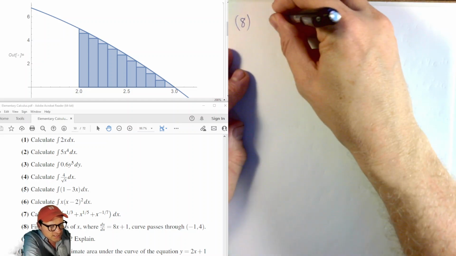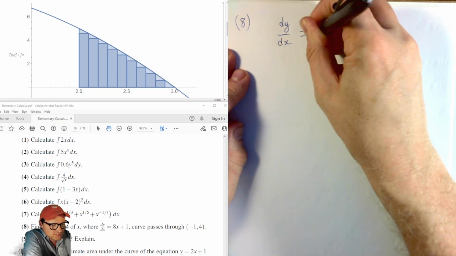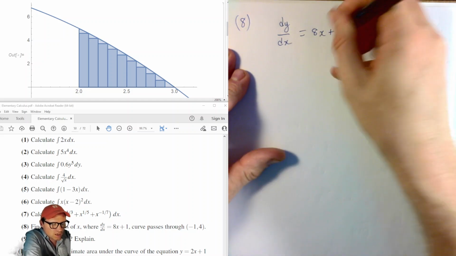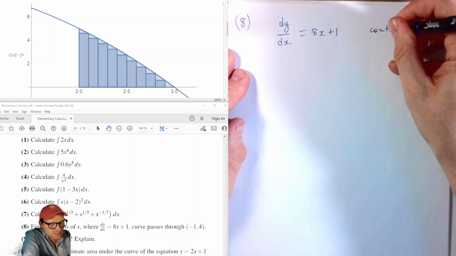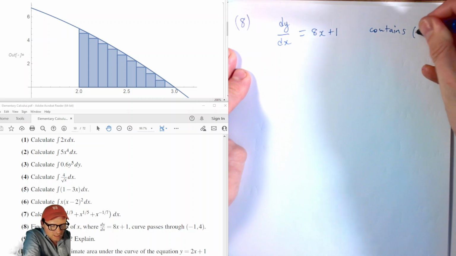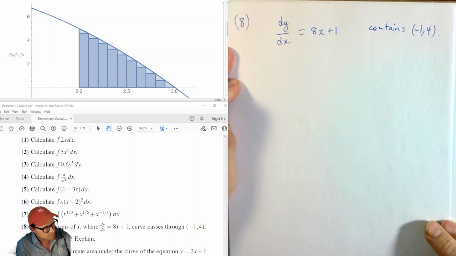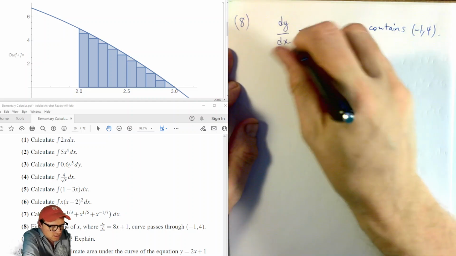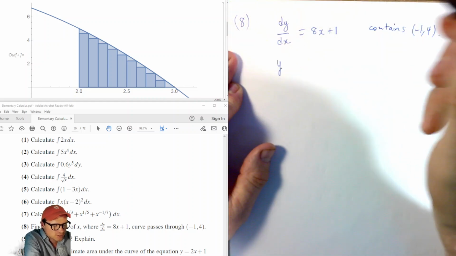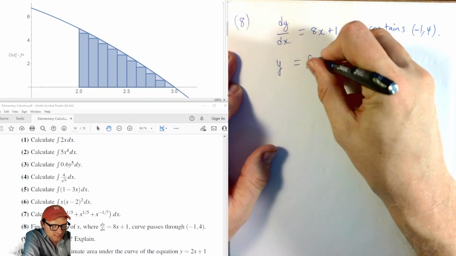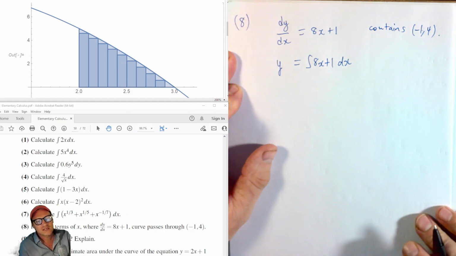Find y in terms of x. Well, we're given dy on dx equals 8x plus 1. And it goes through, so we'll just say contains the point minus 1, 4. Okay, so this is a differential equation, but it's very easy to solve. So integrating both sides with respect to x, we have y as a function of x is equal to the integral of 8x plus 1 with respect to x.